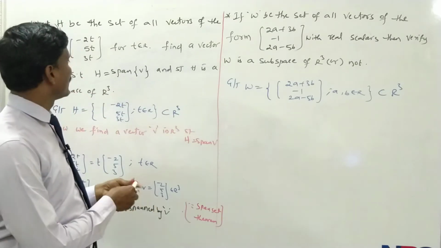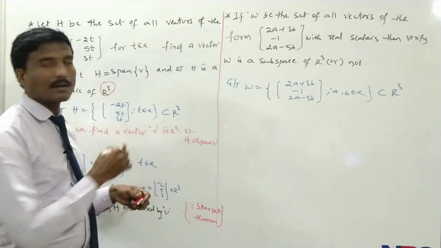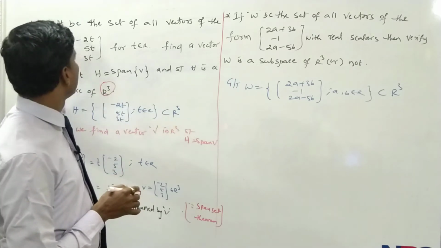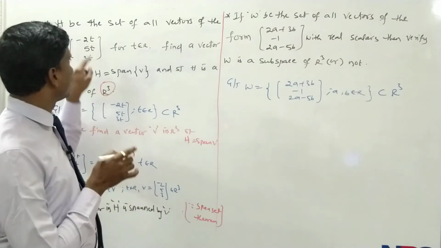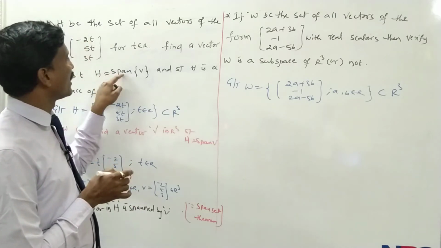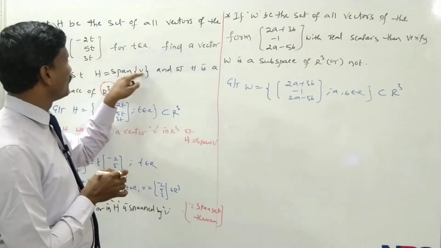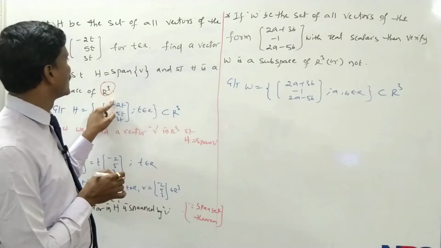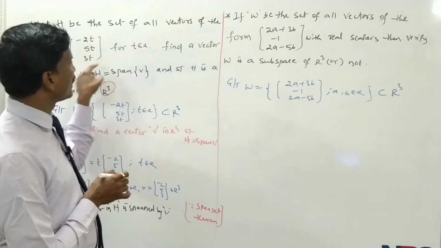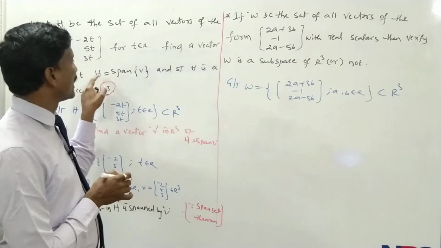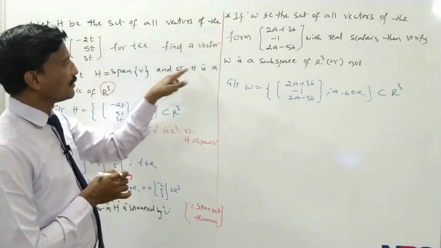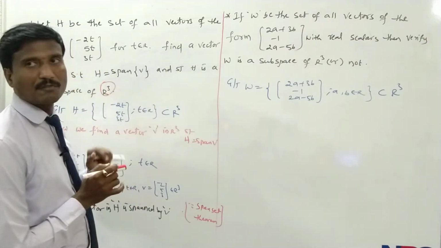So here, what is our vector space? R3 is our vector space here, and H is a subset of R3, and you have to find a vector whose span is H. Here V means the vector space. What is our vector space? R3 is our vector space. So you just have to find one vector from R3 which spans H, so that H equals span V, and we can show that H is a subspace of R3.